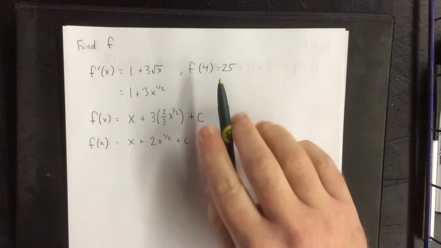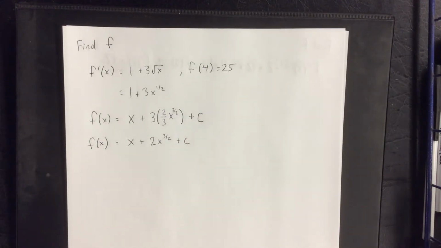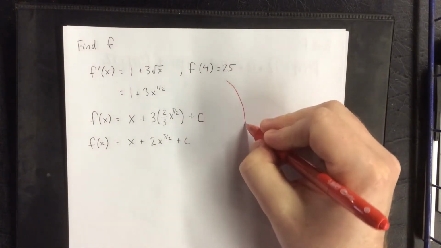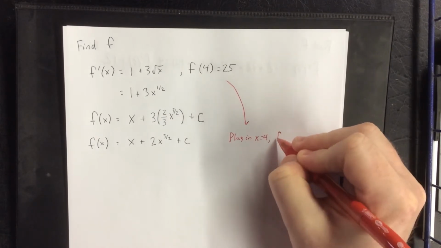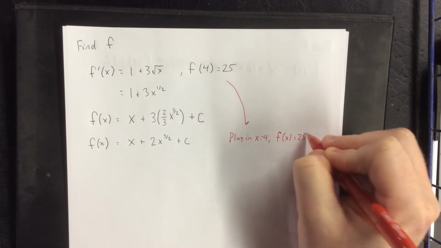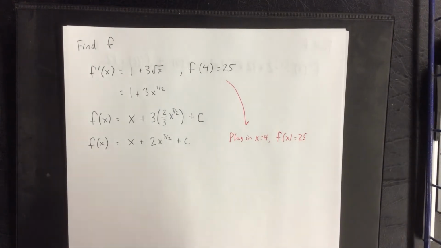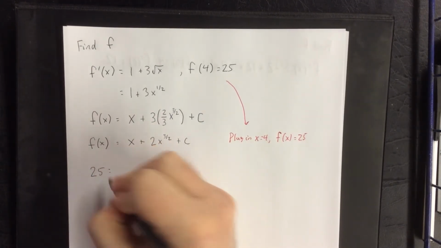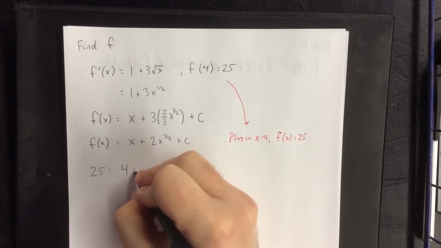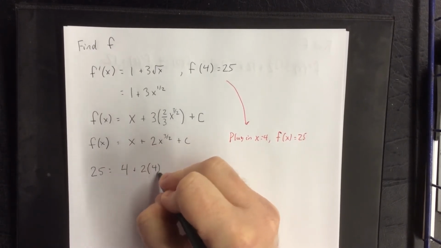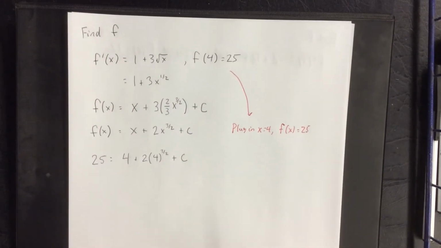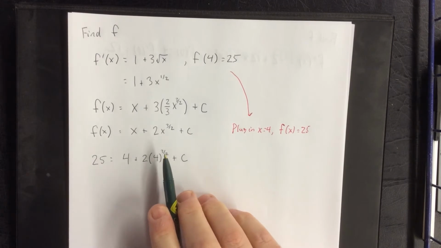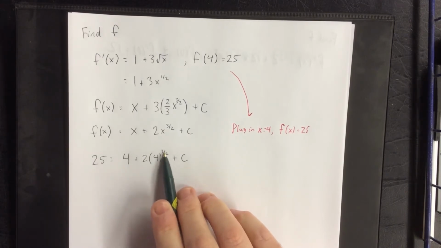Now with that in mind, we'll use our initial condition to solve for our plus c. So this is plug in x equals 4, and you'll get that f of x is equal to 25. So 25 is equal to, plug in x equals 4, so 4 plus 2 times 4 raised to the 3/2 power plus c. Now 4 raised to the 3/2 power is a fancy way of saying take the square root of 4 and then cube the result. Square root of 4 is 2, cube the result, we get 8.